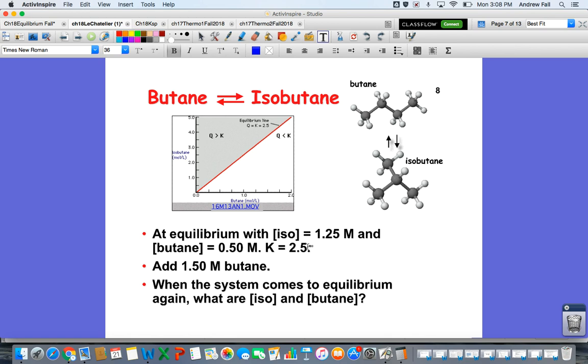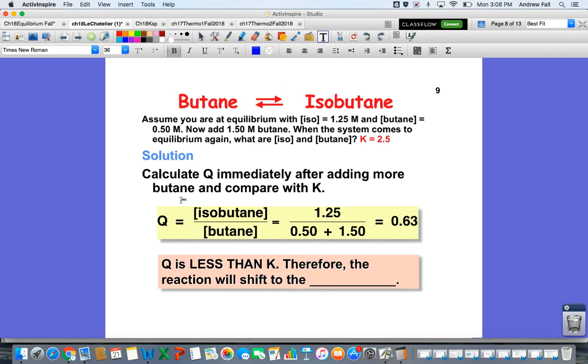But what if we add some reactant? Well, then we're not at equilibrium anymore, and we're not going to have that same ratio. So we're going to look at that as Q. So Q is the ratio of product to reactant concentrations at any point in time.